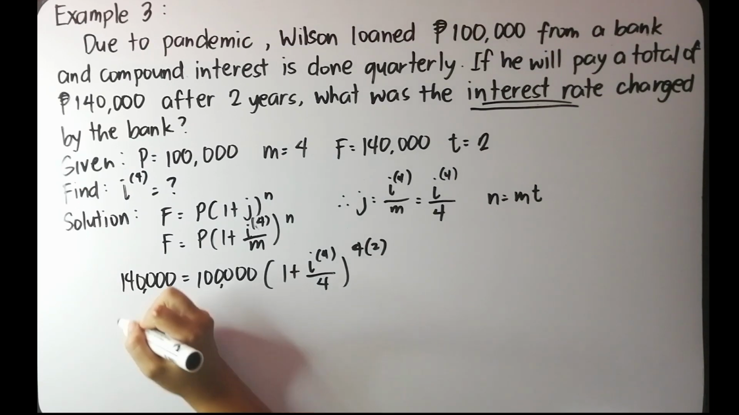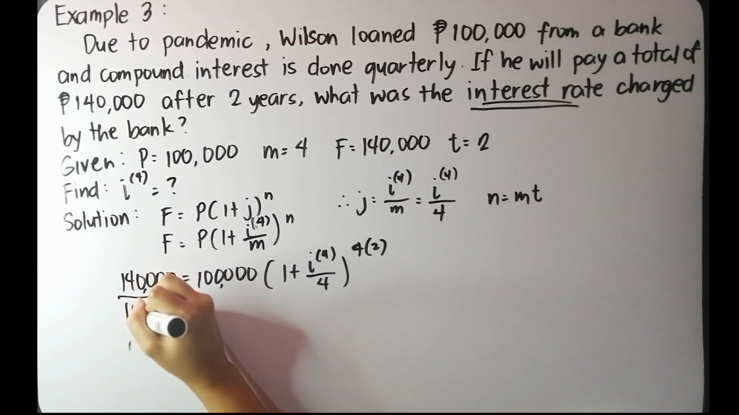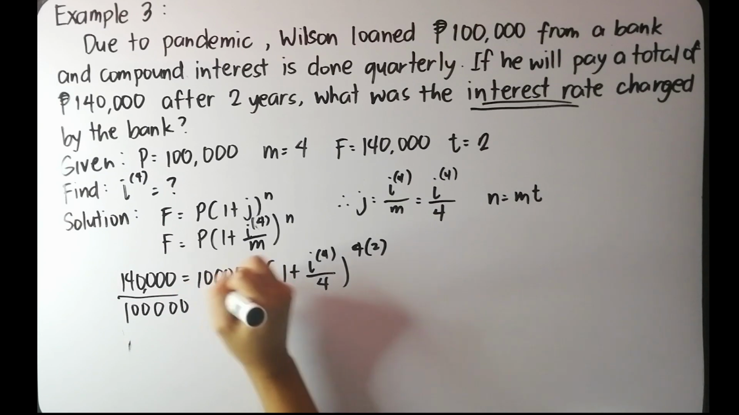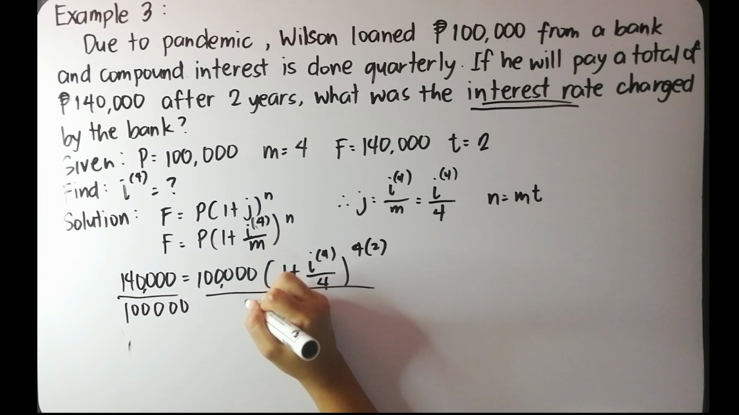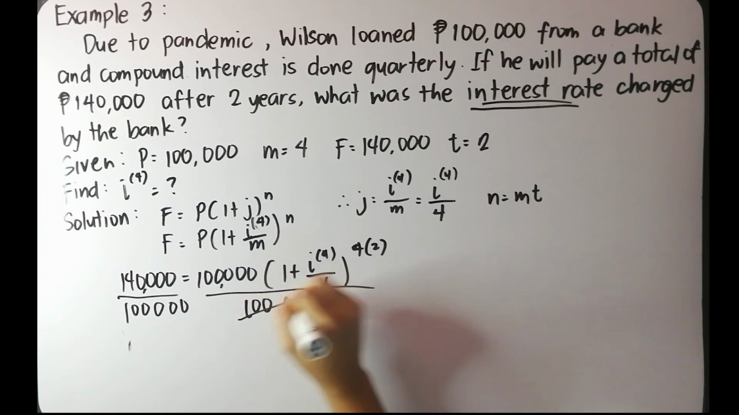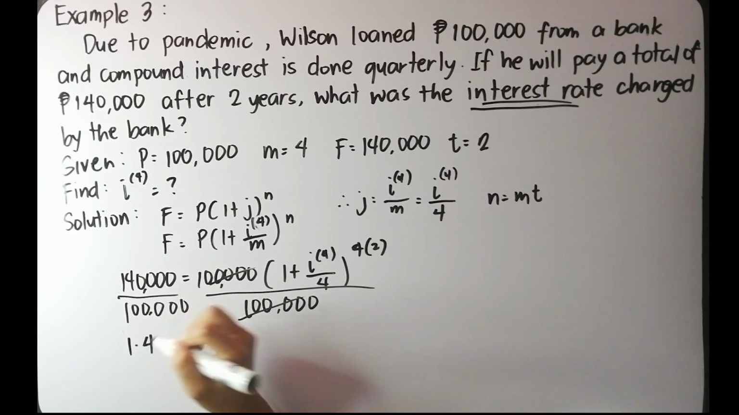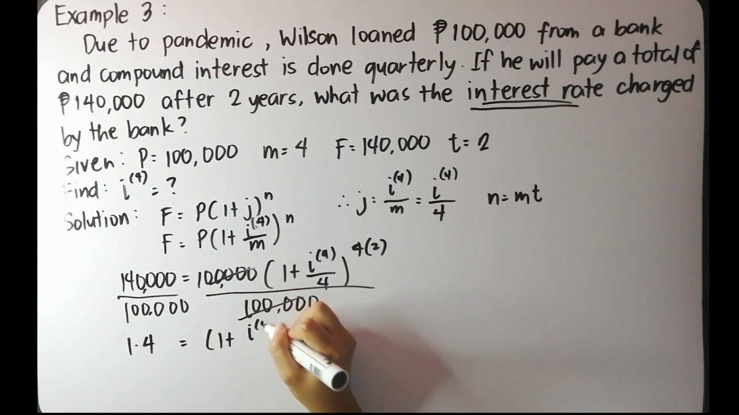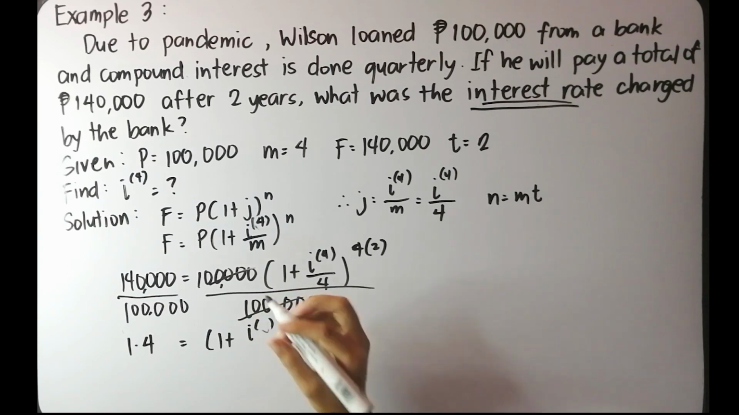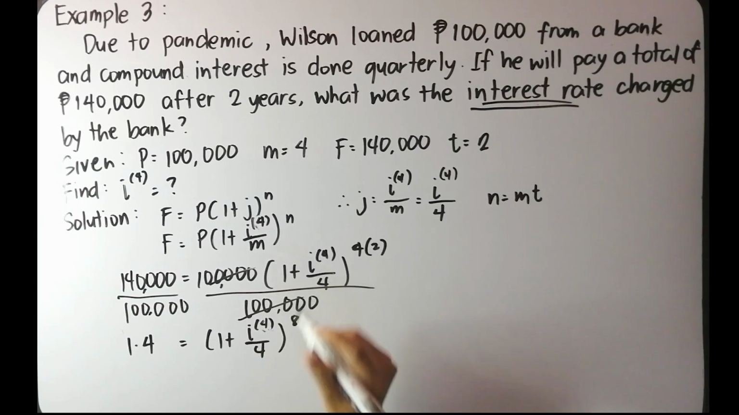So now, let's divide both sides by 100,000 to eliminate this value and this exponential. So we have 140,000 divided by 100,000, that is 1.4, equals 1 plus i raised to 4 divided by 4, raised to 8.